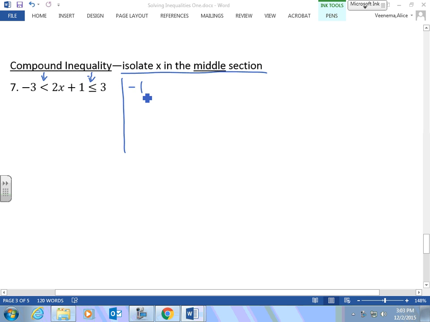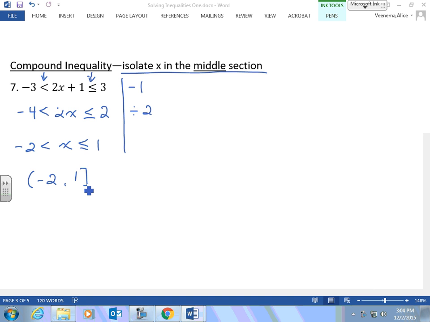So if I subtract 1 from the left, I'm at negative 4. Is less than, if I subtract 1 from here, I end up with 2x. And if I subtract 1 from the 3, I've got 2. And then let's just divide every term by 2. So I'll have negative 2 is less than x, which is less than or equal to 1. And so that's the interval, negative 2 to 1, round bracket on the negative 2, square bracket on the 1. So now you're ready to do the first section of questions in your textbook. And that's the end of this little lesson.